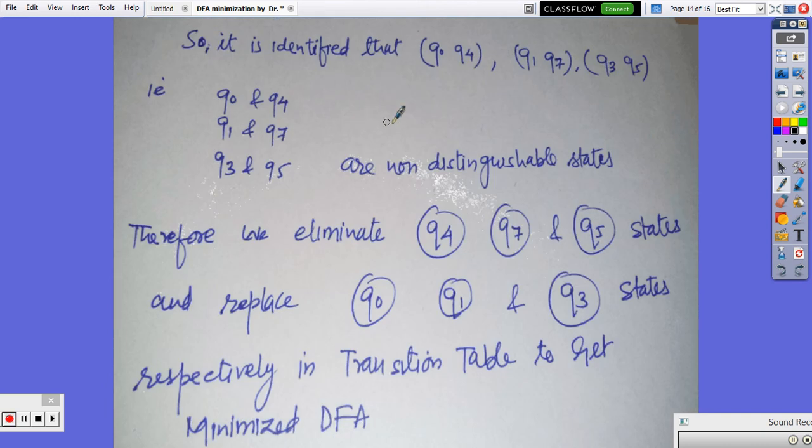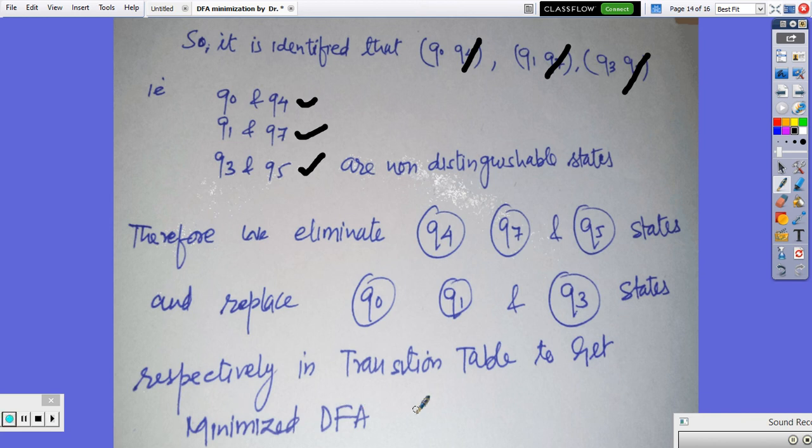So what is concluded? It is concluded here that Q0, Q4, Q1 and Q7, Q3 and Q5 are non-distinguishable states. That means we will eliminate Q4, Q7 and Q5, and we will only use Q0, Q1 and Q3. So we eliminate Q4, Q7, Q5 states and replace them with Q0, Q1 and Q3 respectively in the transition table.